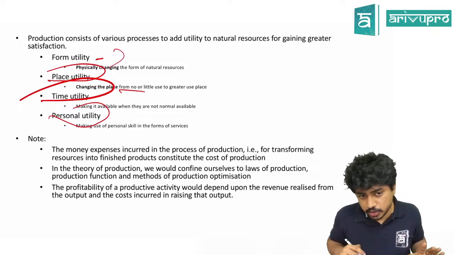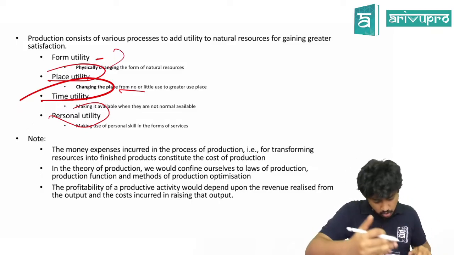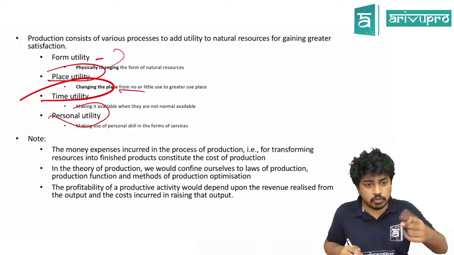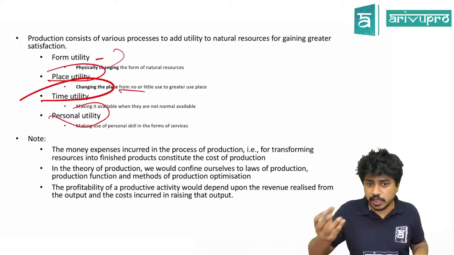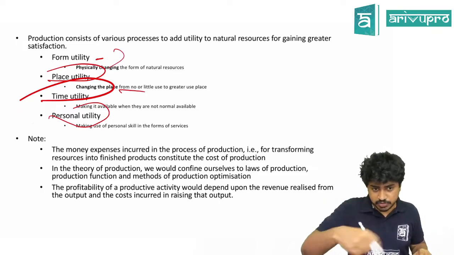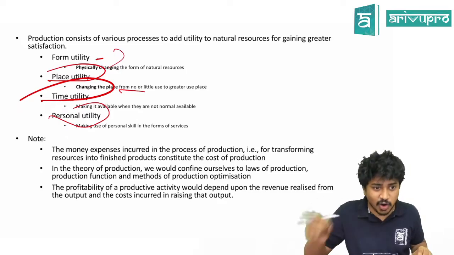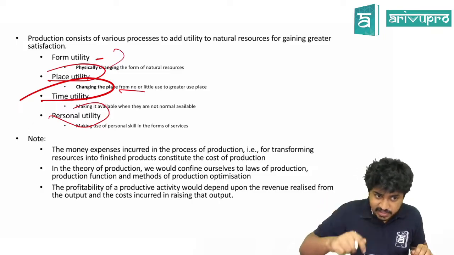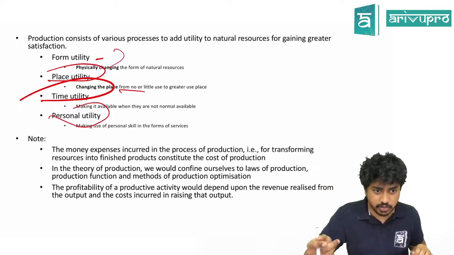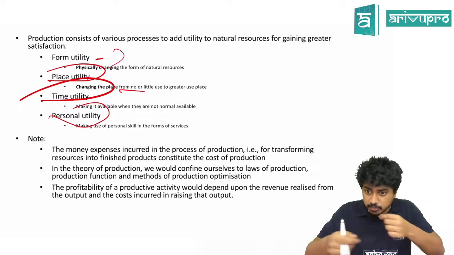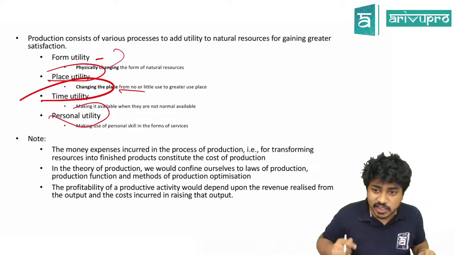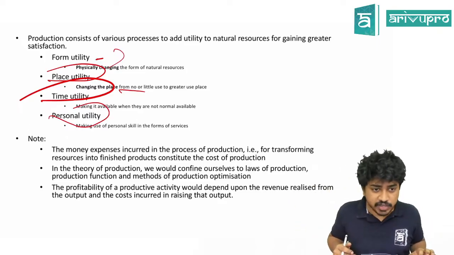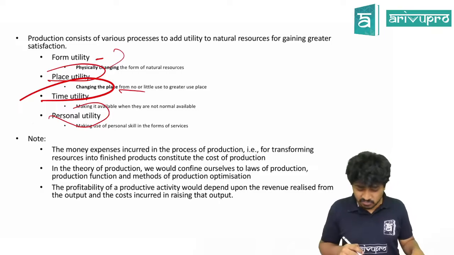One important point is that all four can be in one product, or two can be in one product. For example, let's say woolen clothes. From sheep, it becomes a cloth. That is form utility. From Kashmir, they bring it to Bangalore. That is place utility. And they are storing it for your winter. That is time utility. In some services, they are rendering support services. That is personal utility. So some products can go through all the forms. Are we clear? That is the main essence.